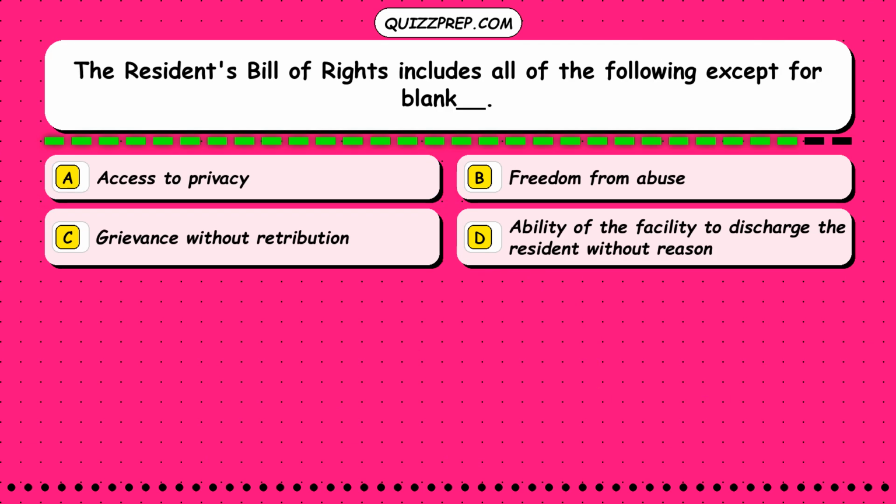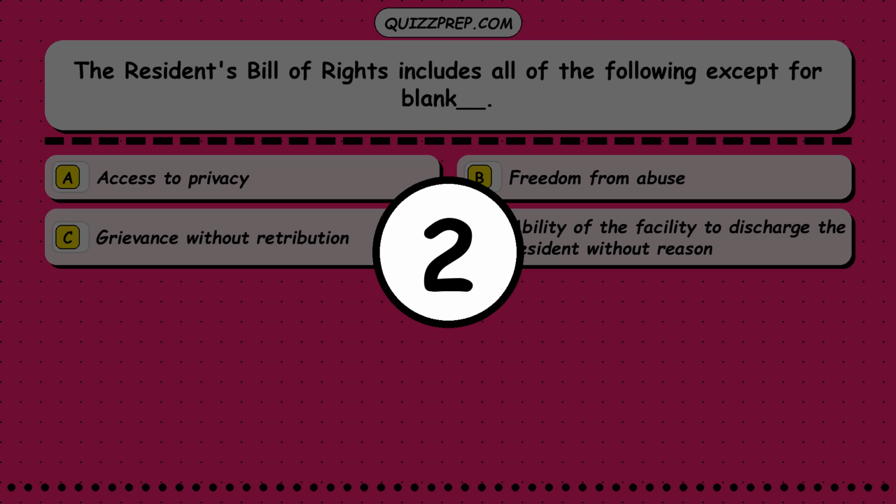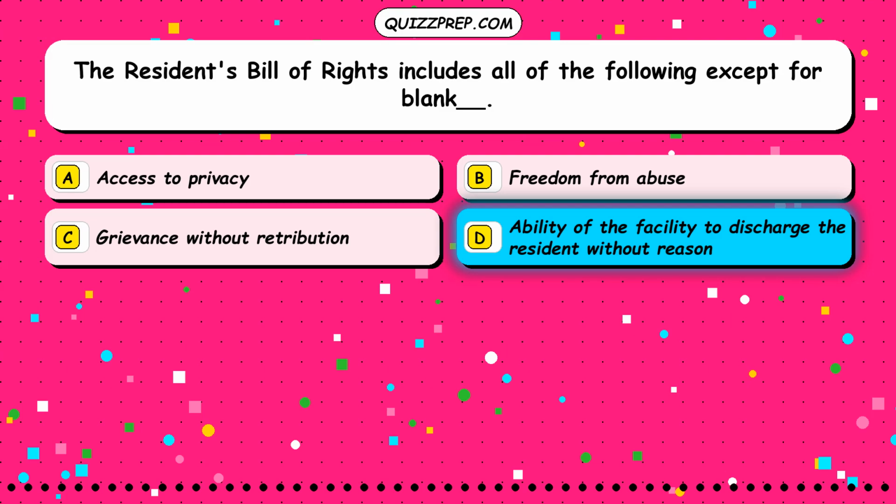Question 300. The Residence Bill of Rights includes all of the following except for blank. Option A, access to privacy. Option B, a freedom from abuse. Option C, grievance without retribution. Option D, ability of the facility to discharge the resident without reason. The correct answer is option D, ability of the facility to discharge the resident without reason.